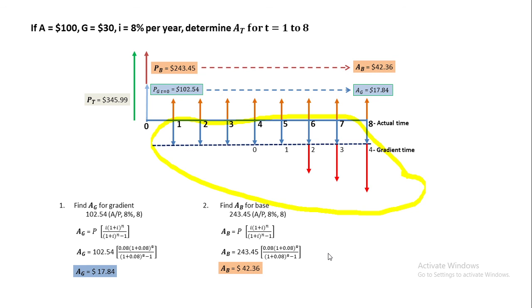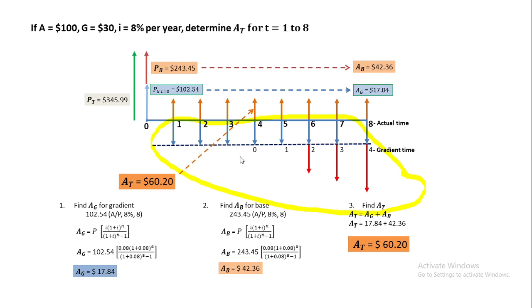And now, to find the total annual uniform series of this problem, we now add the A sub G plus A sub B. So the result is $60.20. So each of these is amounting to $60.20.